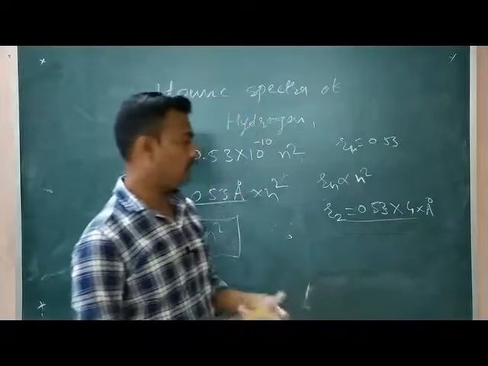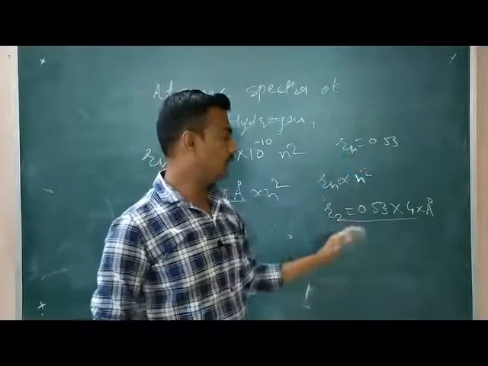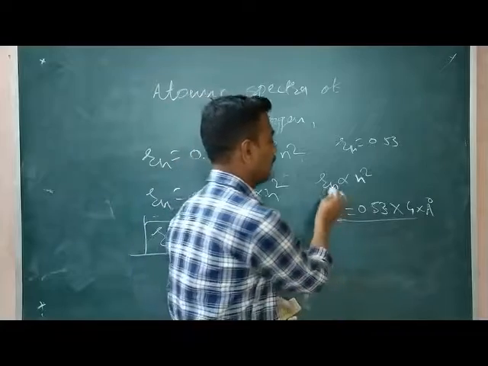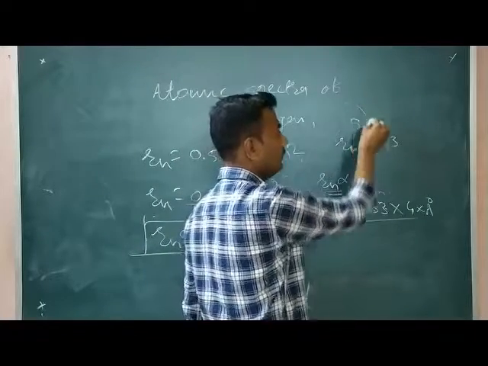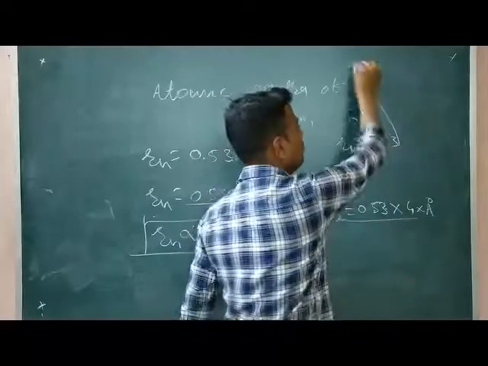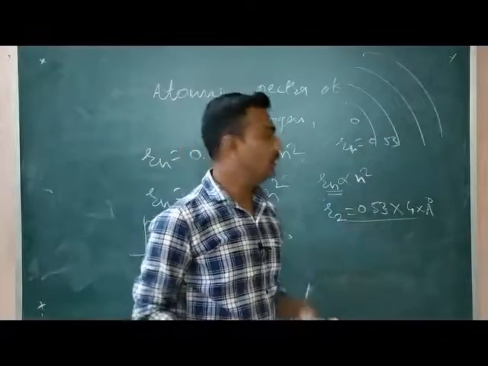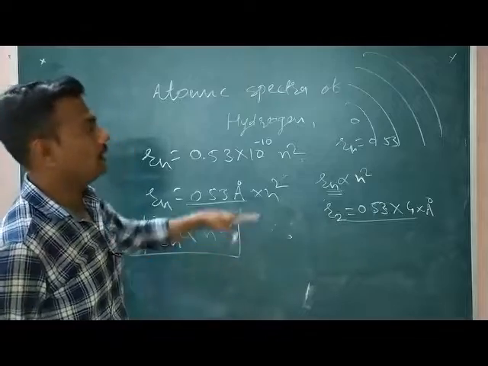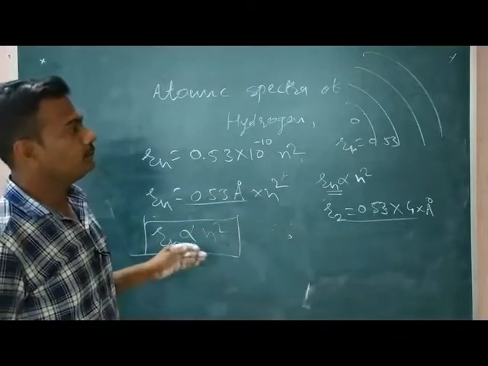So a question may be asked where the first Bohr orbit radius is given and you calculate for the second, or you can calculate for any value of n. n represents the number of the orbit. If the electron is revolving in the first orbit, n is equal to 1, in the second orbit n is equal to 2, and so on. So we can easily calculate the radius of nth Bohr orbit. It is proportional to the square of n. So this is the radius of nth Bohr orbit.